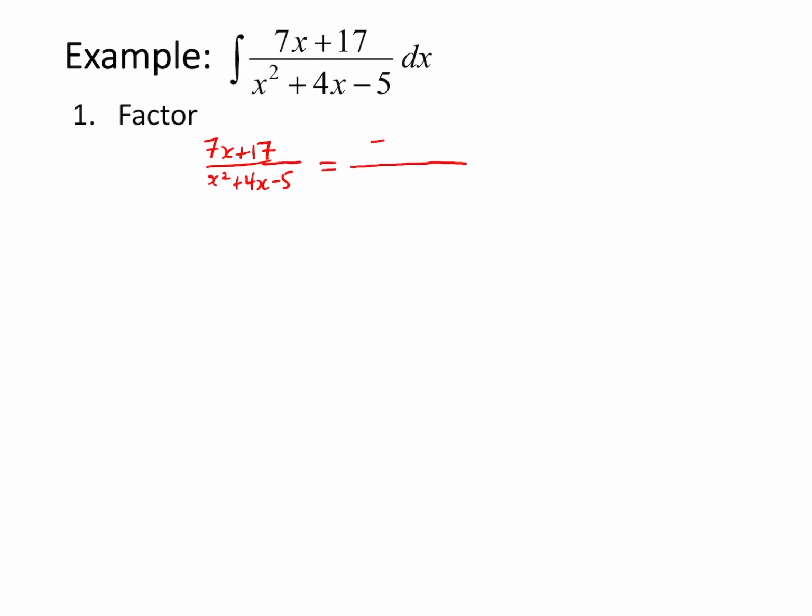The denominator is a trinomial. It's a simple trinomial because the coefficient on the x squared is 1. So we'd be looking for two numbers that add to 4 and multiply to negative 5. That would be positive 5 and negative 1. So this denominator would factor to x plus 5 times x minus 1.